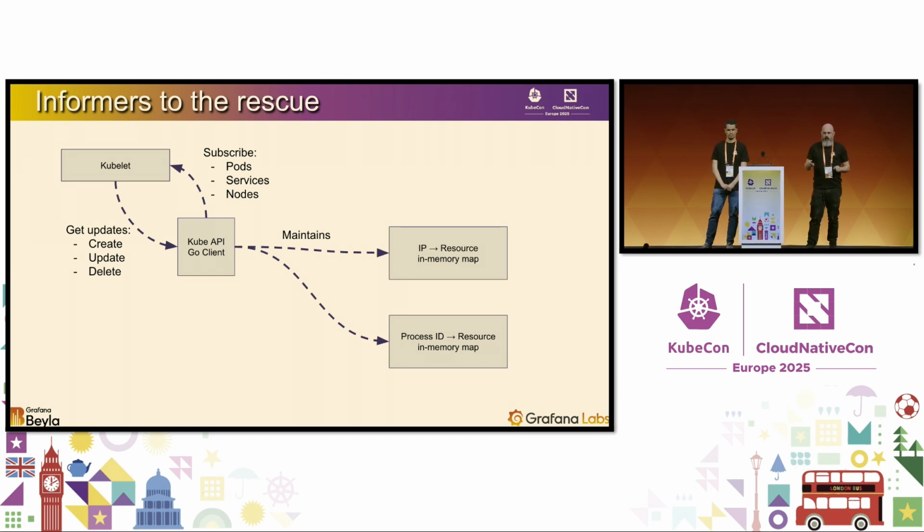Then in Beyla, we maintain a map of IP addresses and resources, and process ID and resources. And be careful with this, because if you have a cluster with a few nodes, it's fine, but if you have a cluster like us with 1,000 nodes, we can create an outage, so it's better to use the cache that Mario mentioned before.